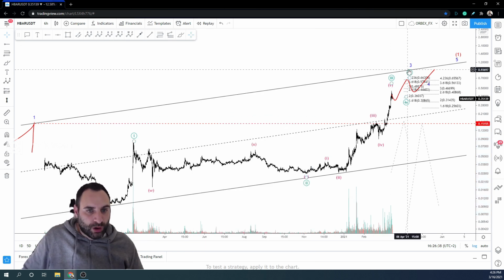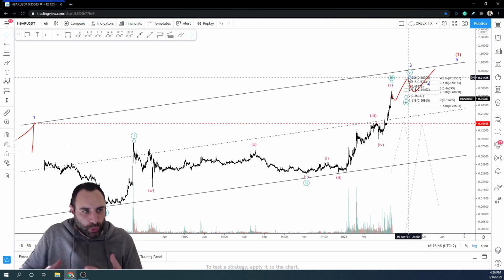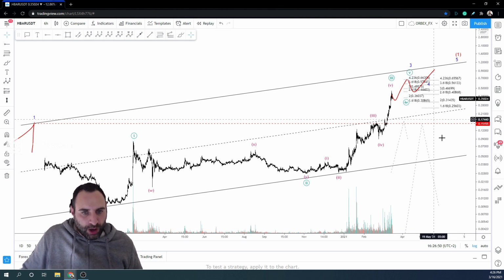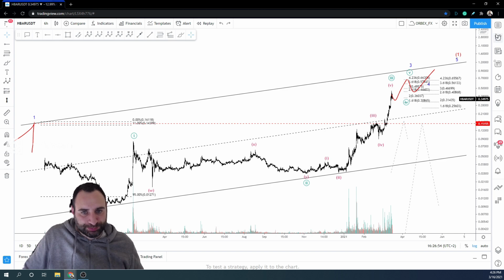So for wave 4, once we get to 66, in my opinion, wave 4 can even get down like 10% also, which is from 66 to 60. So wave 4 would be in. All right, so that's what I'm looking for, guys, for H bar, okay?